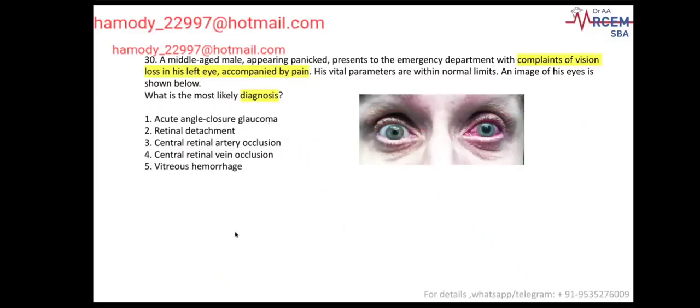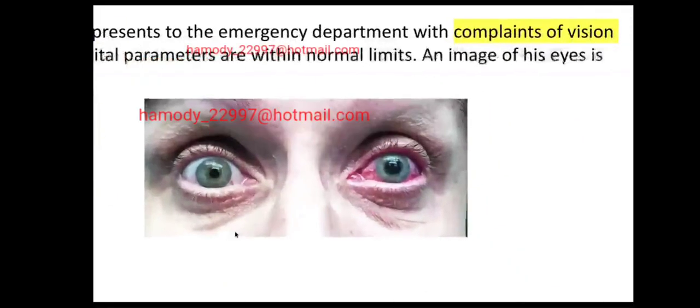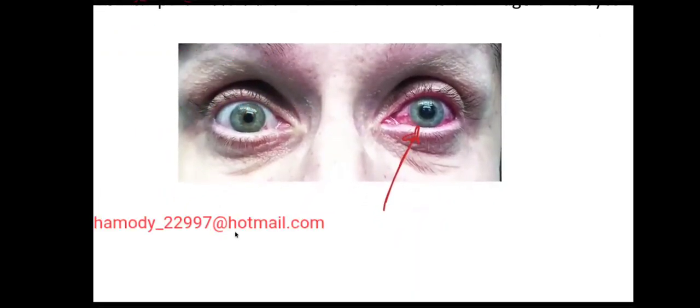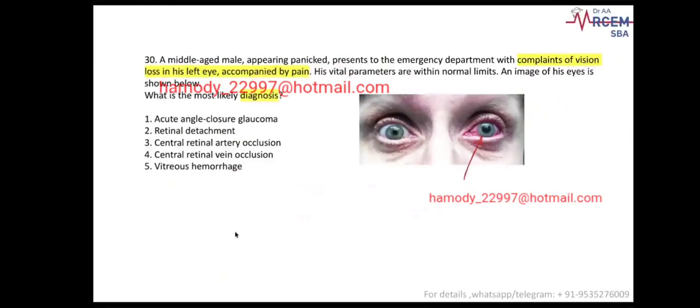Complaints of vision loss in the left eye accompanied by pain. What is the diagnosis? Mid-dilated pupil, usually unreactive to the light. Intraocular pressure will be elevated. Perilimbal erythema present. All are suggestive of an acute angle closure glaucoma.